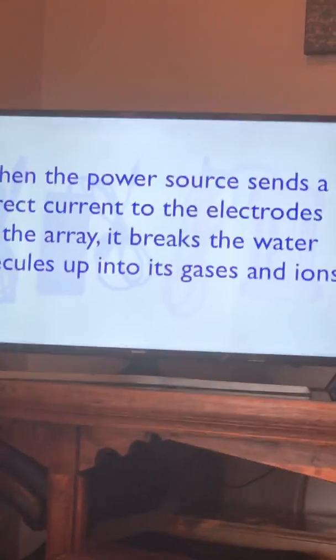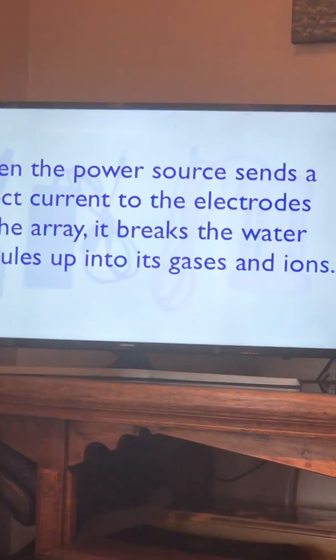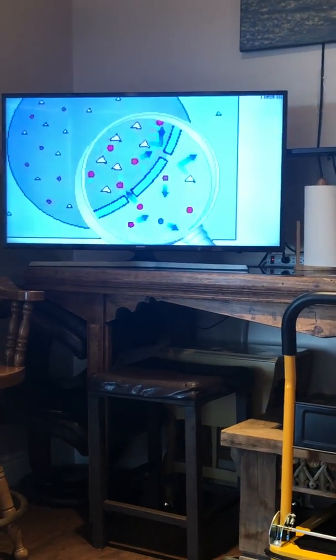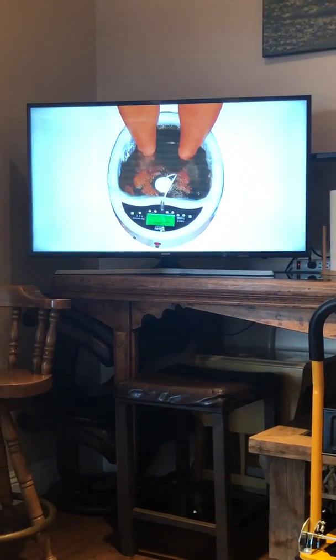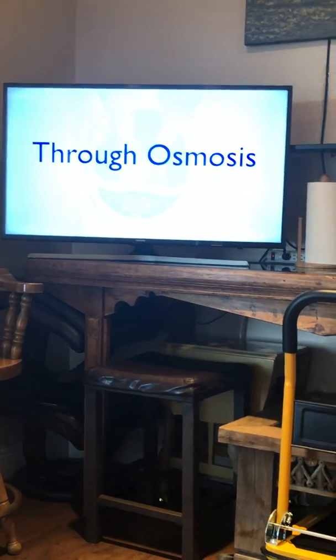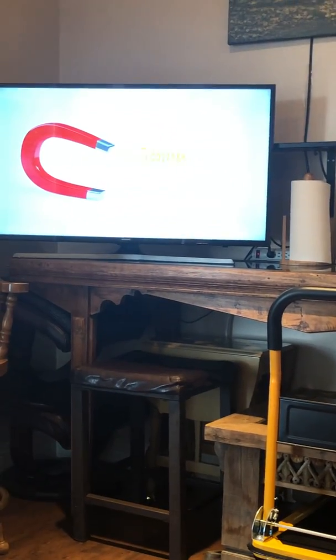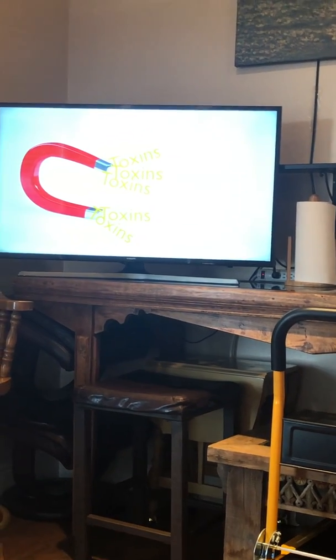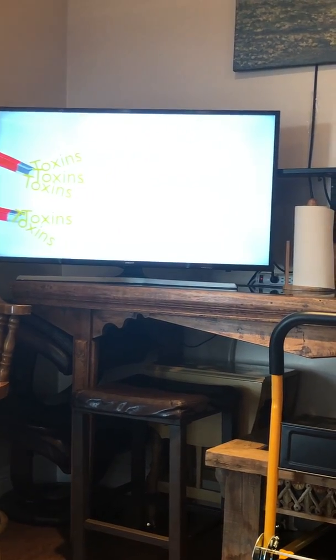When the power source sends a direct current to the electrodes in the array, it breaks the water molecules up into its gases and ions. These ions are now in the water, creating a higher concentration. These ions are passed into the body through osmosis. There they attract toxins in the body like little magnets. Again, osmosis is used to gently pull these ions with the attached toxins into the water, where they will stay.